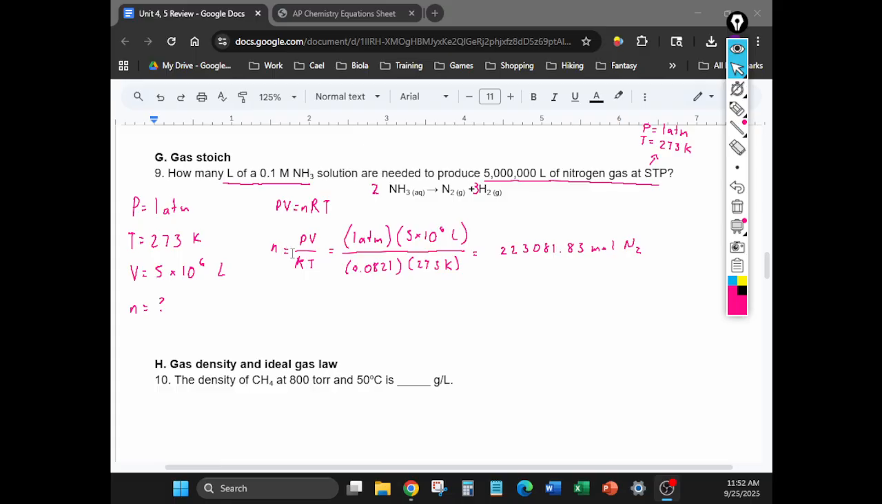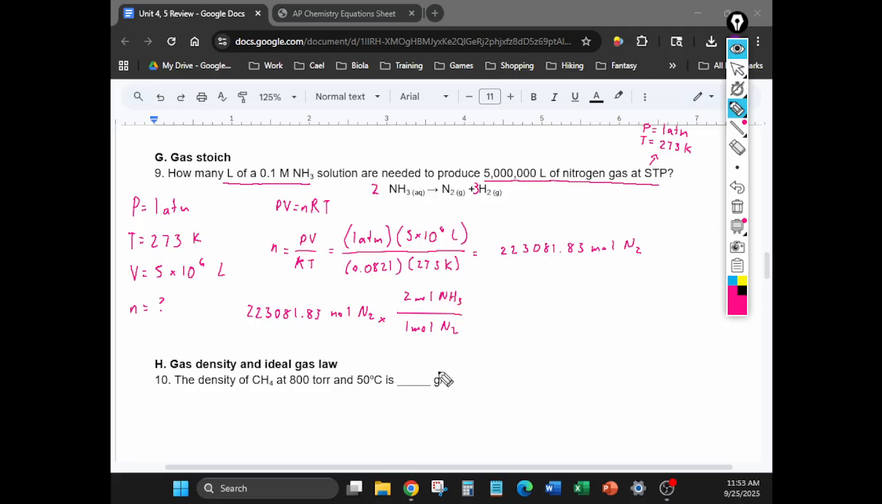All right, guys, let's start wrapping it up. So, the ideal gas law. I rearranged it. You don't have to rearrange it if you don't like doing it, but you should get this big value for moles of N2: 223,081.83, somewhere around there. Now we need to convert this into NH3. So we're going to take our 223,081.83 moles of N2 and use the balanced equation. It is 1 mole of N2 for every 2 moles of NH3.